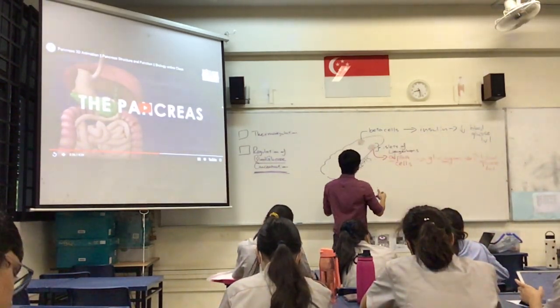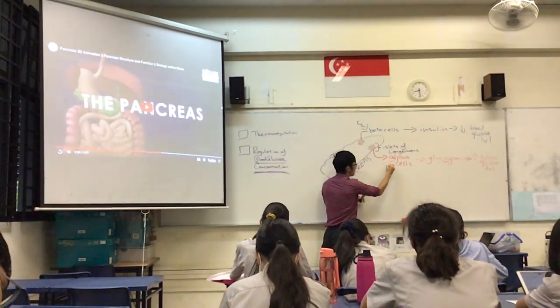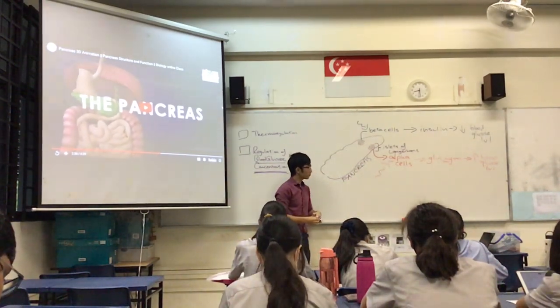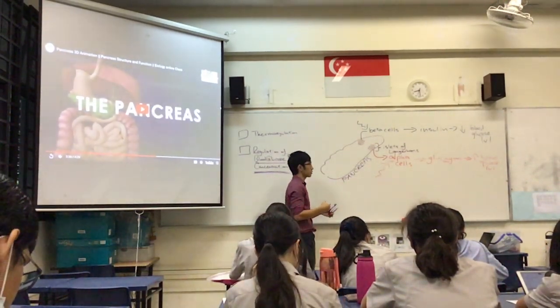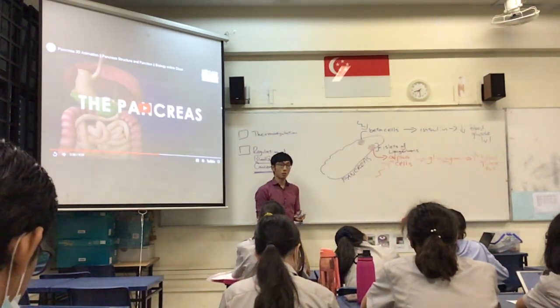If you work backwards, you should be able to infer what the stimulus needs to be. What might stimulate alpha cells to produce glucagon? What might stimulate beta cells to produce insulin? Right, work backwards.